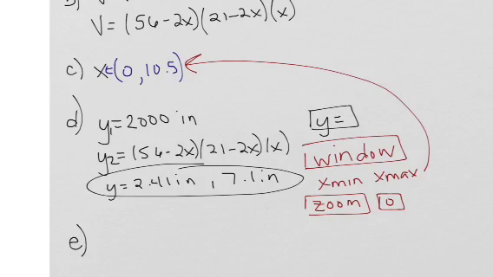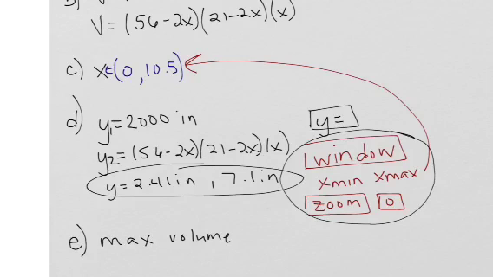So for part E, we want max volume. We need to make sure our window is set appropriately. So then we're going to hit second, trace again. We're going to go to 4 for maximum. Our left bound is 0. You type in 0 and hit enter. Our right bound is 10.5. You type in 10.5 and hit enter.